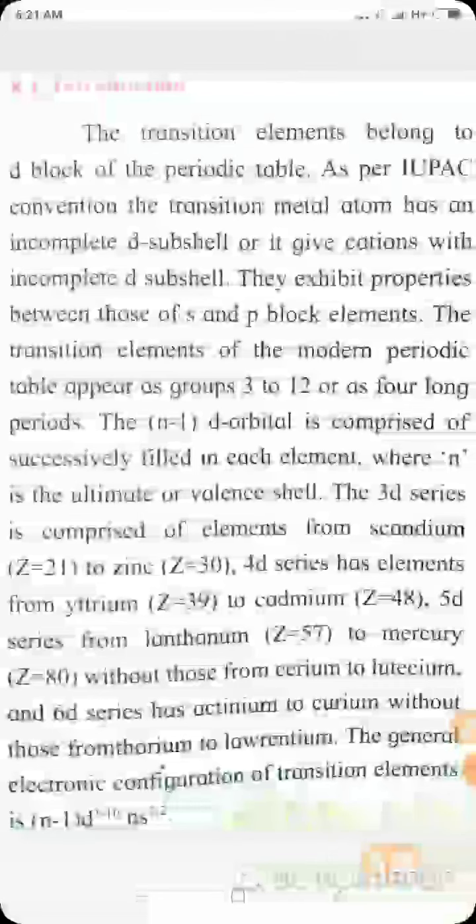The (n-1)d, where n stands for the valence shell or the principal quantum number. So in the (n-1) complete d orbital, electrons are successively filled in each element, meaning as we go from left to right, electrons get added in the d subshell, where n is the ultimate or valence shell, that is the outermost shell. We know that there are 4 series.